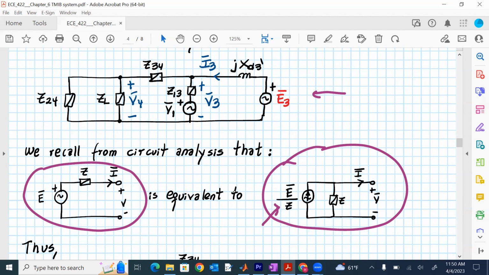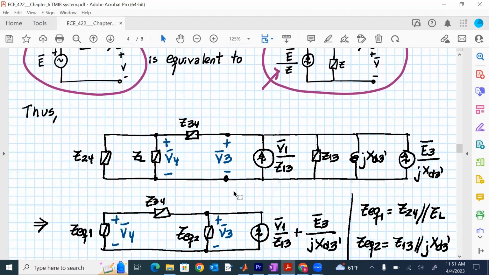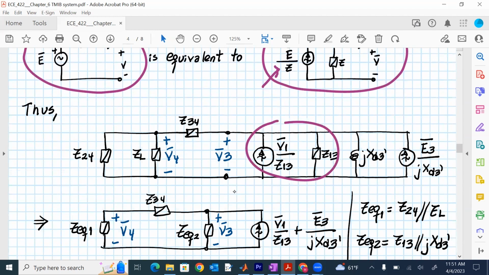And we need to find where we have a voltage source in series with an impedance. And we have two places. One is the voltage at the infinite bus in series with the impedance from bus 1 to 3, and the other is the internal voltage in synchronous generator 3 and the impedance of synchronous generator 3. So we will express those two branches using the current source equivalent. By doing that, now we have this for the infinite bus in series with impedance C13, and we have this for the equivalent representation of synchronous generator 3.